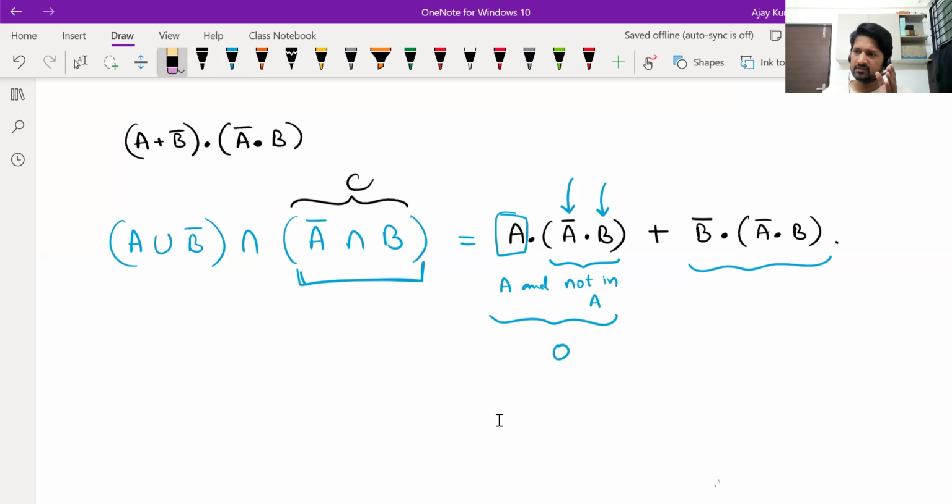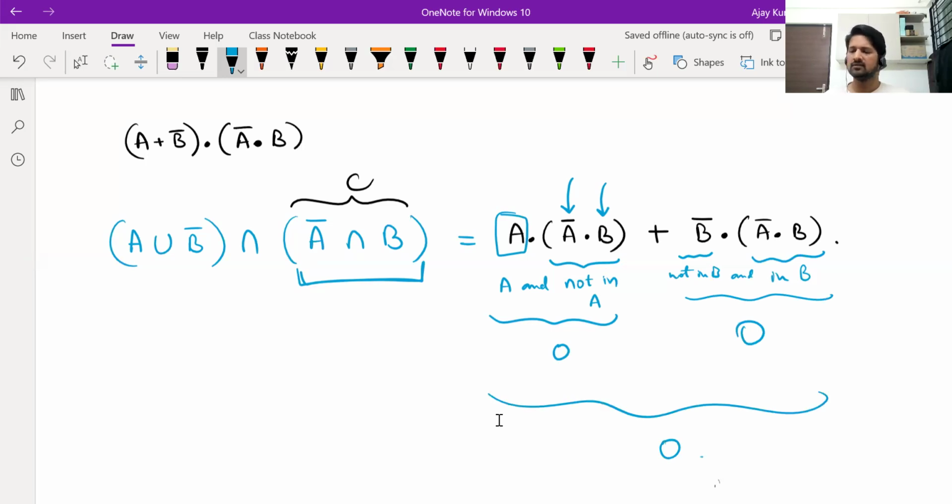A bar dot B means not in A but there in B. So this bracket includes elements which are in B, not in A but they are in B. Then this B bar means not in B. And if you take not in B and present in B, then the output of that will also be 0. So the overall output will be 0.